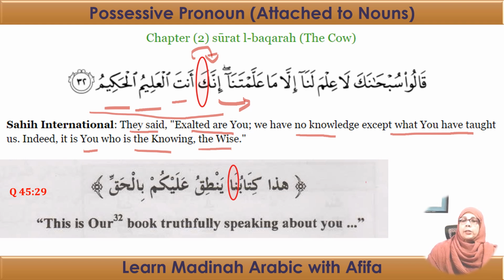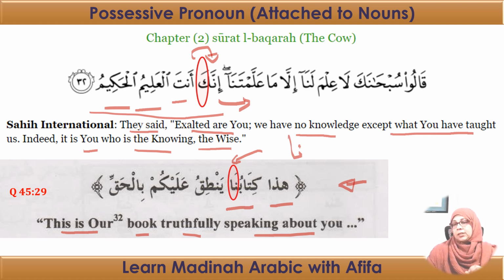Okay, so let's look at the next verse here, which is saying this is our book, truthfully speaking about you. So let's look at this verse. هذا كتابنا. So haza means this. Kitabuna. So here comes our attached pronoun na. Right? We said that the detached form is nahnu and the attached form is na. Here it is attached to the noun kitab. So it becomes kitabuna.